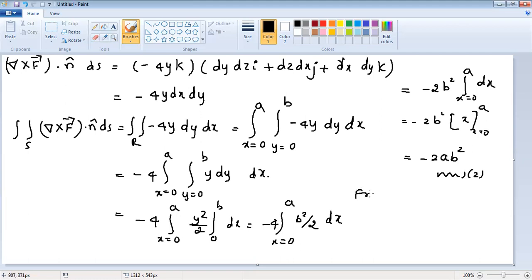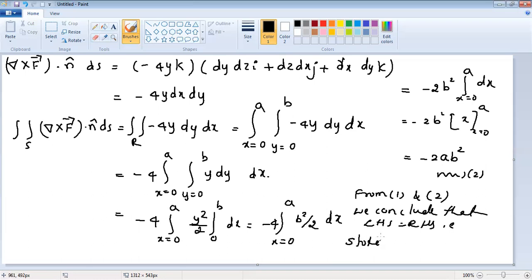Now just compare 1 and 2. From 1 and 2, what do we conclude? We conclude that LHS is equal to RHS, so Stokes theorem is verified. So this is how to verify Stokes theorem for the given example.